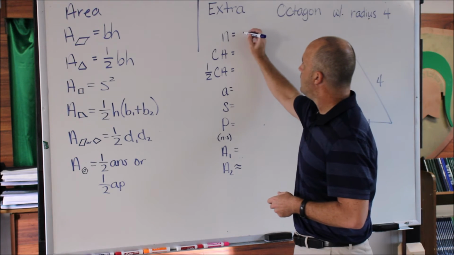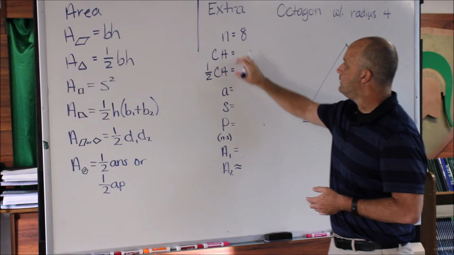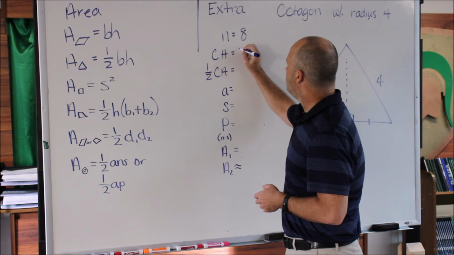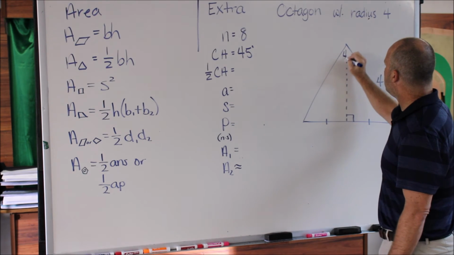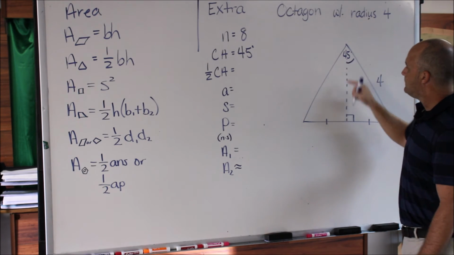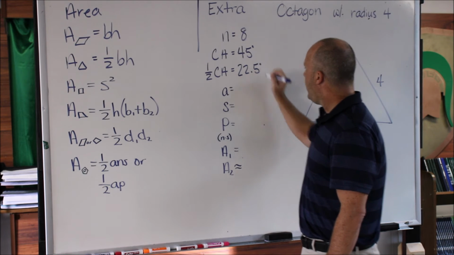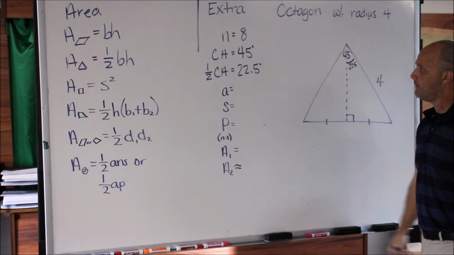Since it's an octagon, we know that an octagon has 8 sides. Then the central angle of an octagon is going to be 360 divided by 8. So that gives us 45 degrees. So we know that this angle right here is going to be a 45-degree angle. So when we bisect it with the apothem, that gives us a 22.5-degree angle. So we know we've got 22.5 there.